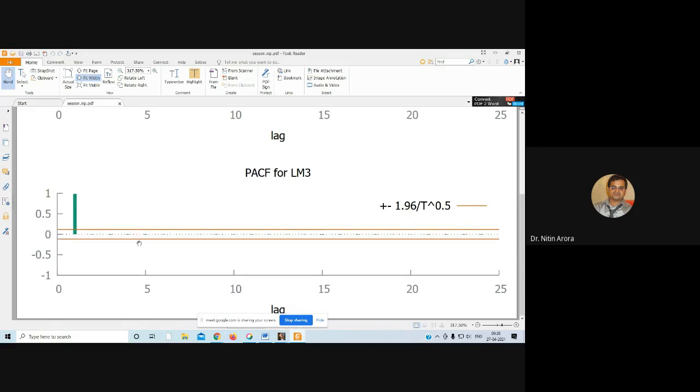You can see that these two red lines are the confidence bounds, the upper confidence bound and the lower confidence bound, and this is the green graph. Obviously, for order 1, this green positive bar has been observed. All other green bars are very low and within the confidence bound. So ultimately, we can say that autocorrelation of order 1 exists in this LM3 regression equation, LM3 time series.